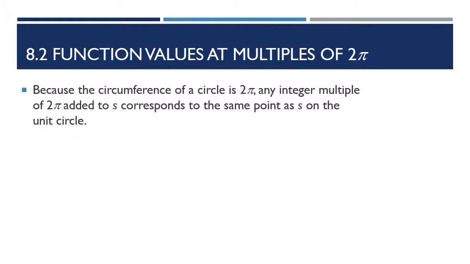Now, because the circumference of a circle is 2 pi, any integer multiple of 2 pi added to s corresponds to the same point. In other words, they're coterminal angles. Just like before with coterminal angles with degrees, we add and subtract multiples of 360. Because there are 2 pi radians in a circle, we're going to add and subtract multiples of 2 pi. So again, we really are talking about coterminal angles here.